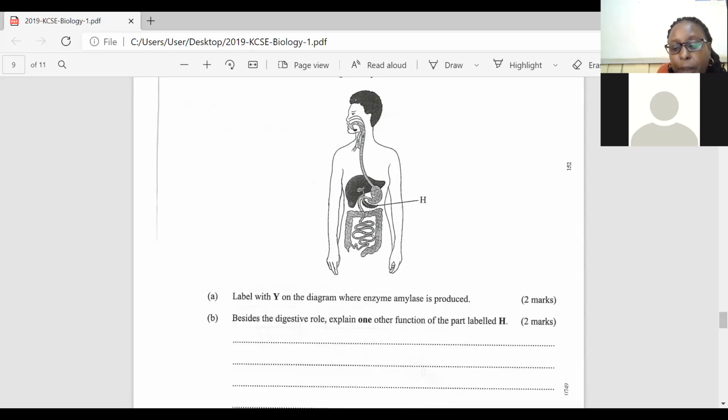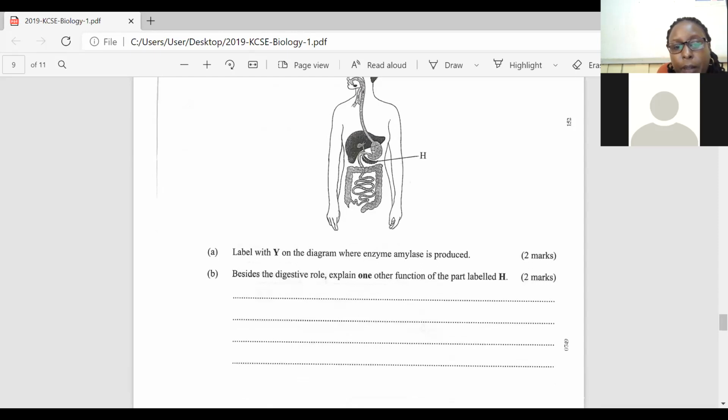Then part B: besides the digestive role, explain one other function of the part labeled H. Let me take you back to A on what the student would also have done. They would also have marked H with Y as the second arrow, that is the part pointing at the pancreas.